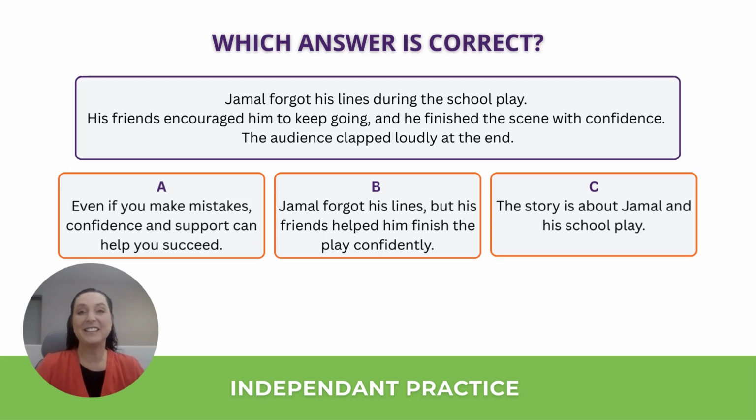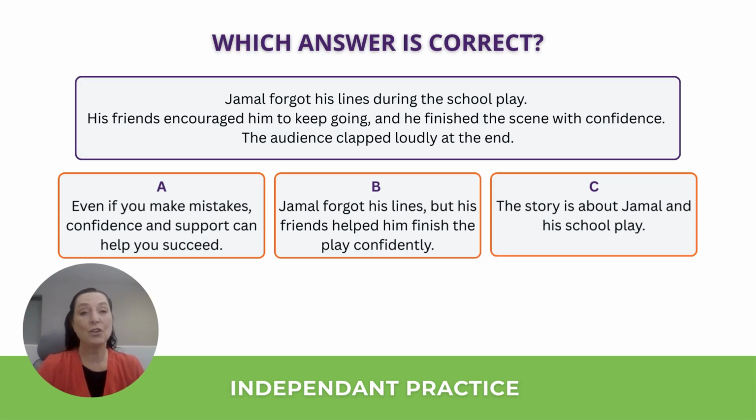The answer is C. And you can know the answer is C because it says the story is about Jamal and his school play. The story is about a boy and a play. And very, very simple words, right? So now let's go on to the main idea. So we know it's not C, so it's got to be either A or B. So take one more quick look at it and see if you can decide which one it is, but I'll give you a hint. The main idea is about events in the story. So which one looks like it's about an event?